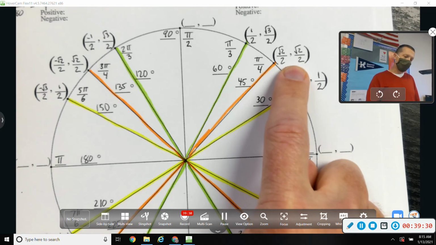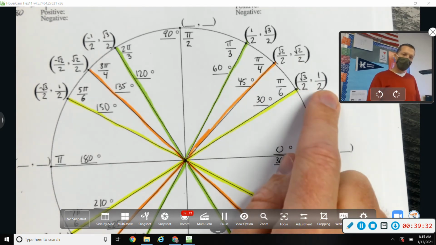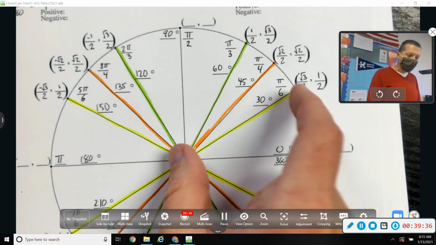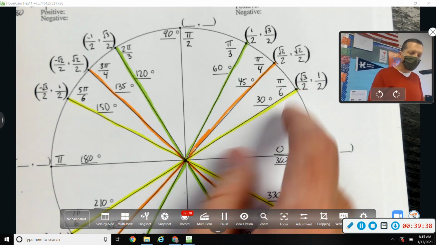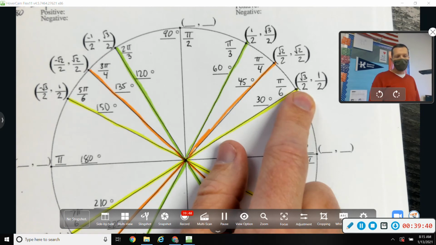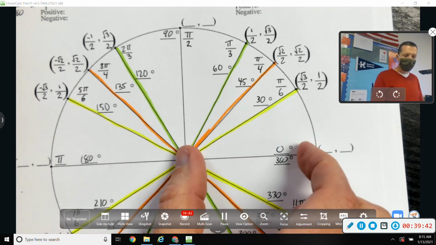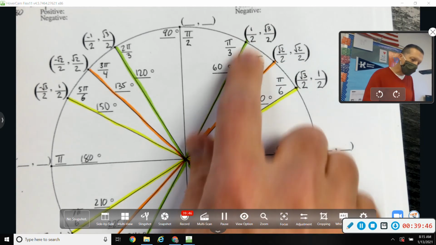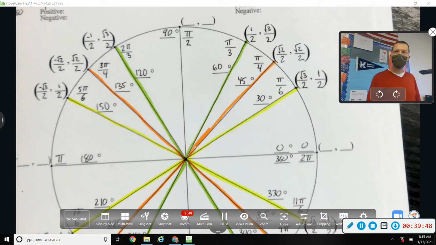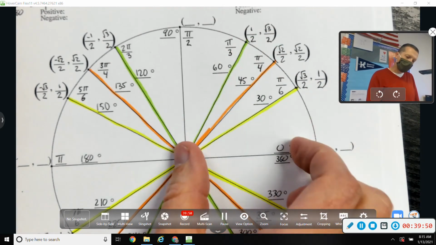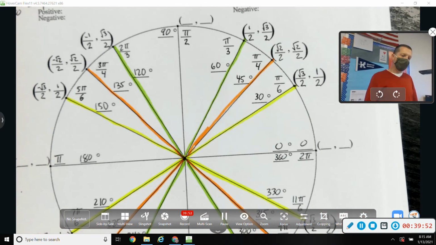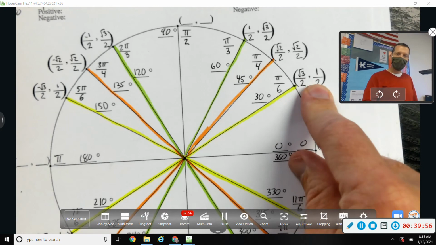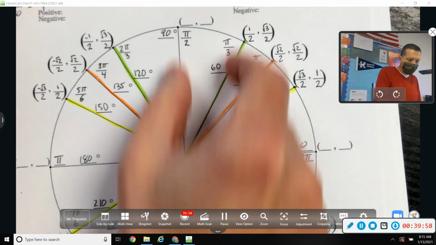The others are pretty easy to keep straight because you can just look and tell whichever side is the long side is root 3 over 2. So if the x side is long, it's root 3 over 2. If the y side is the long side, so if it's steeper, then the y is root 3 over 2. If it's shallow, then the x is root 3 over 2. Same with the 1/2. 1/2 is always the short side. So if you got a short side, it's 1/2.